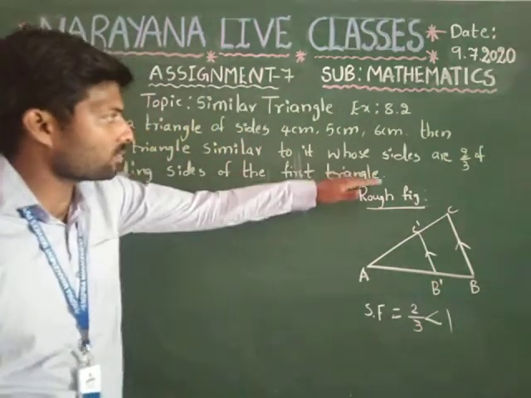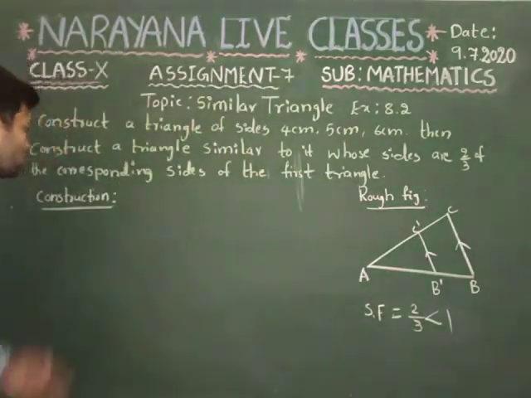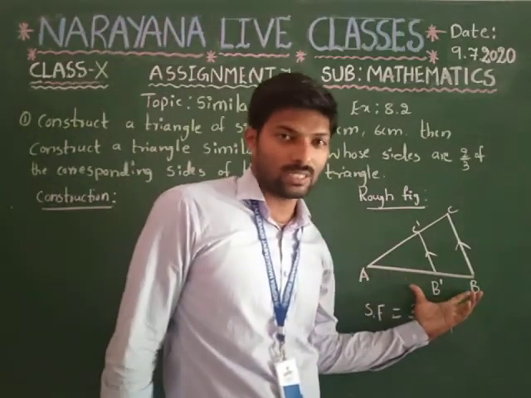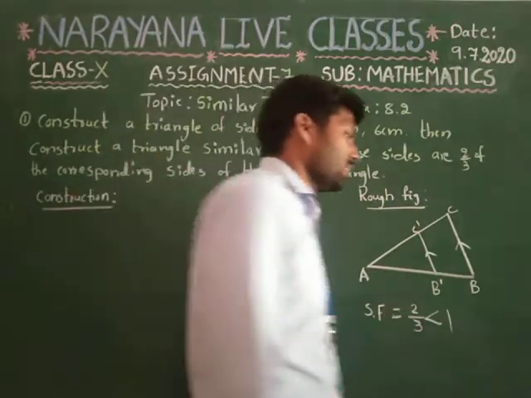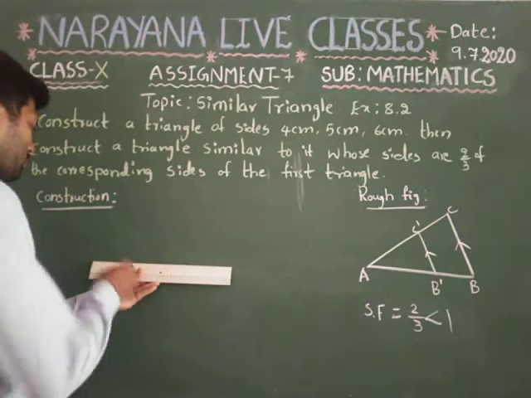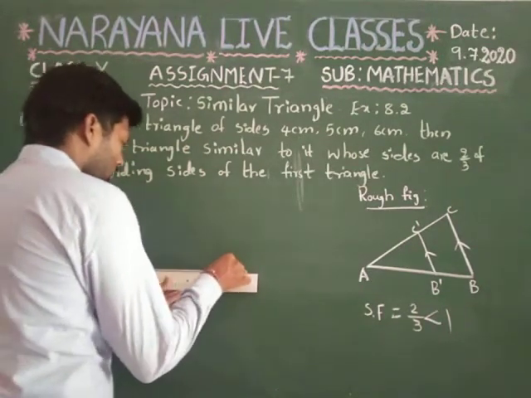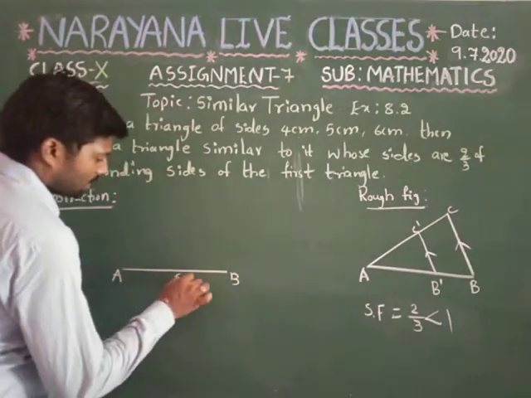Now this construction is relevant to a scale factor which is less than 1. So let us go for the construction. Before that, first we have to construct the basic triangle using these three measurements. Let's draw a line segment AB whose length is 6 centimeters.